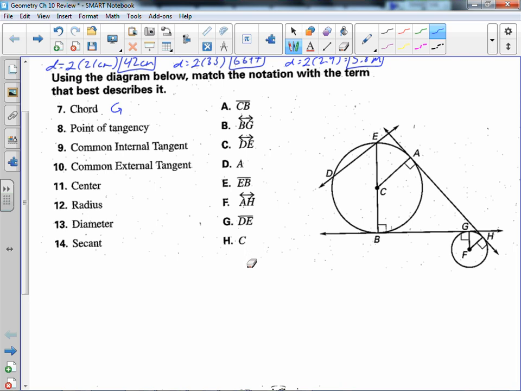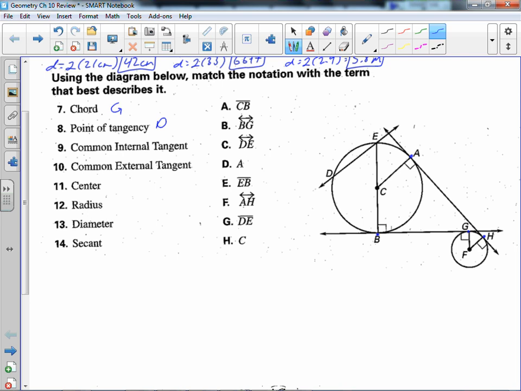All right, 8, point of tangency. That will be a point where a tangent line intersects the circle, which we actually have 4 of those here. One at A, one at B, one at G, and one at H. So A, B, G, or H. The only one of those on our list is A, which is letter D.